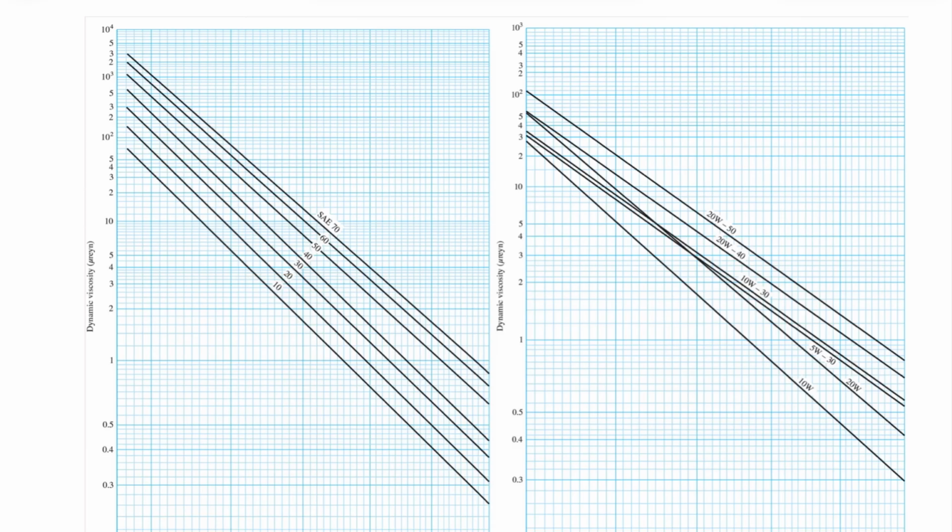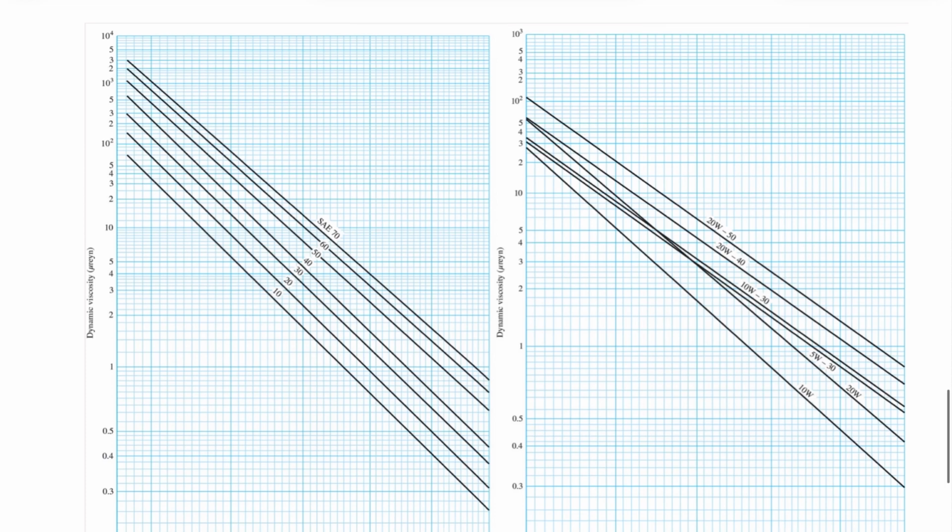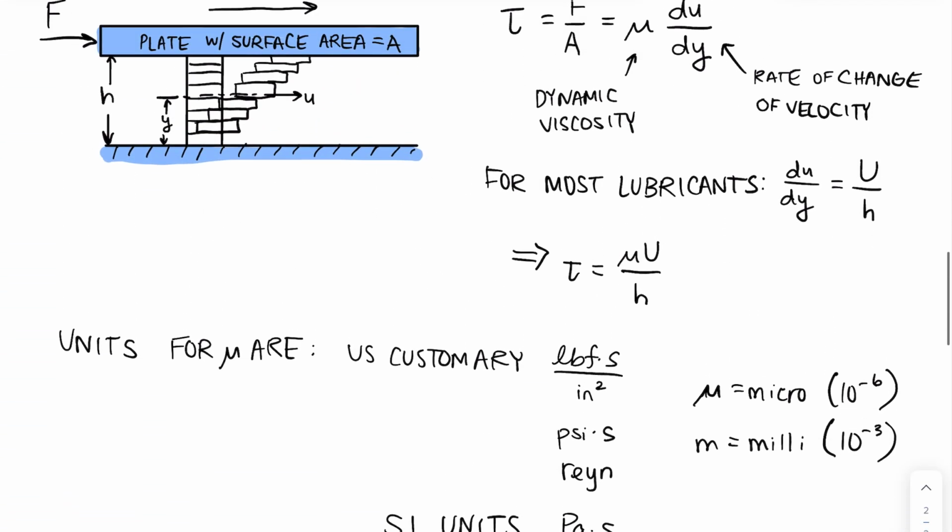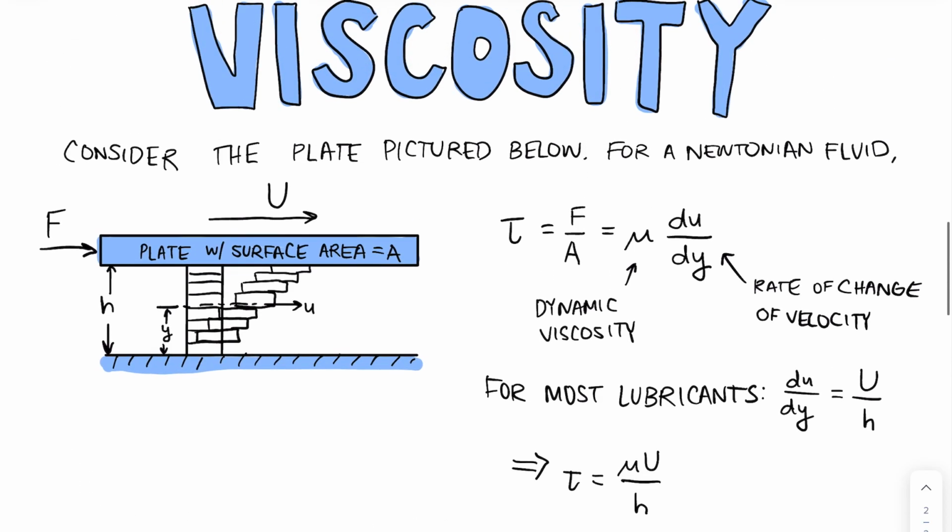So that's all I wanted to cover in this video. In the next one, we will talk about journal bearings. So we'll start putting some of this discussion of viscosity and lubricants into practice through analyzing the friction and stresses that develop in a journal bearing.